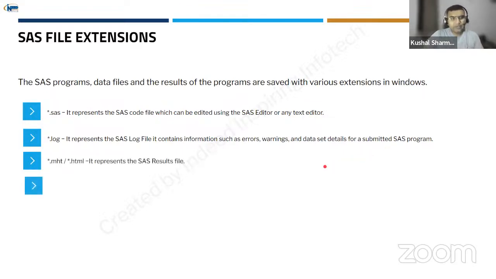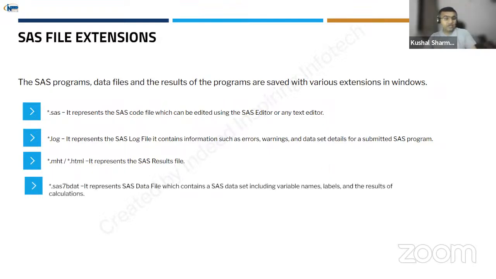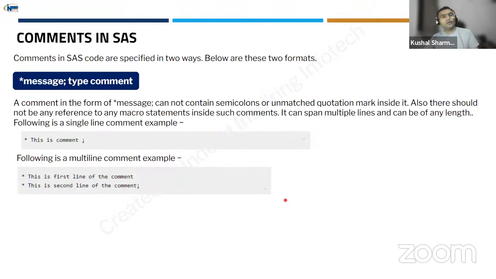Then next we have .lst or .html, which represents the result file. Then we have .sas7bdat. It represents the SAS data file, which contains SAS data, including the variable names, labels, and everything. So that was all about extensions.